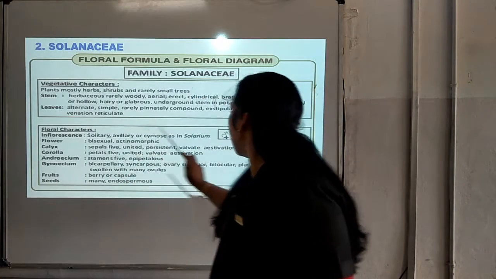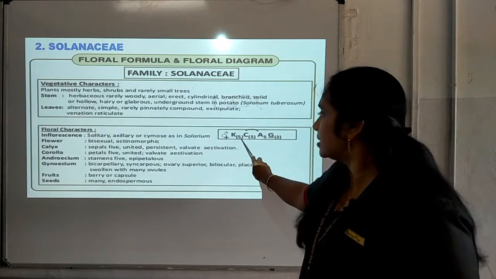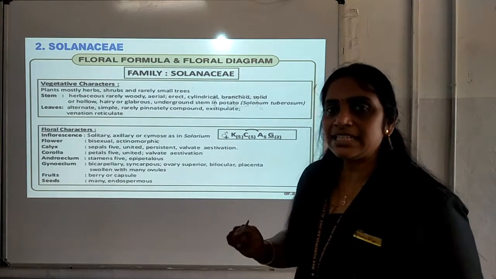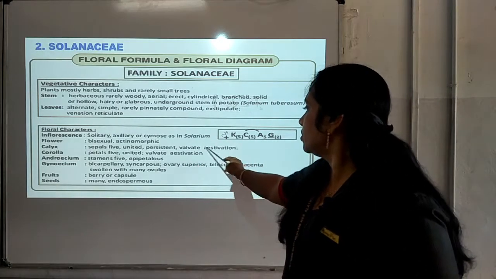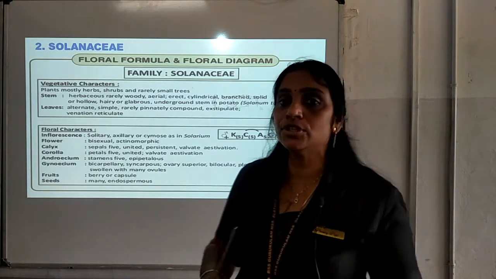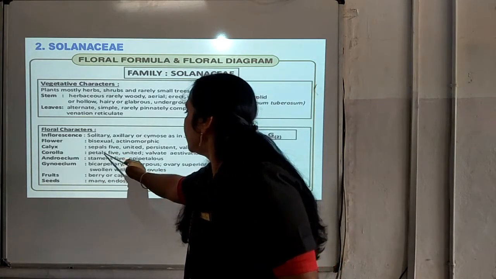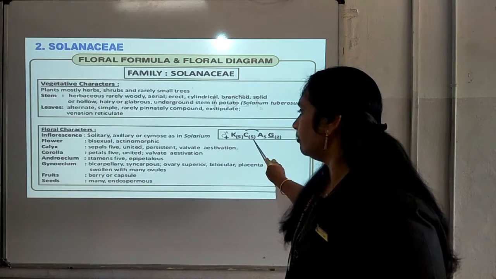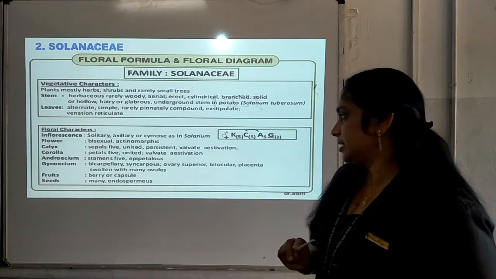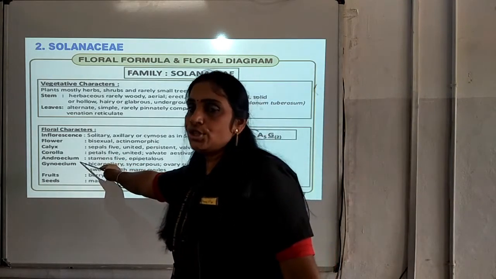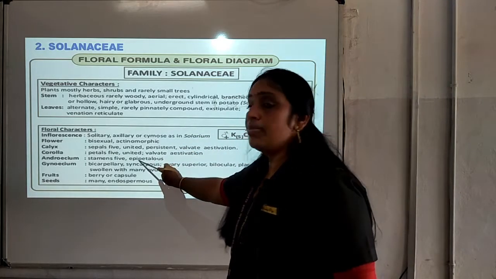Calyx, sepals 5, you can see calyx, sepals 5, united or gamosepalous. Valvate aestivation can be shown in the floral diagram. The aestivation given here related to calyx can be shown in the floral diagram. Now, corolla, petals 5, again they are united, and again here it is valvate aestivation. Next, androecium, stamens 5, you can see androecium, stamens 5, it is epipetalous.